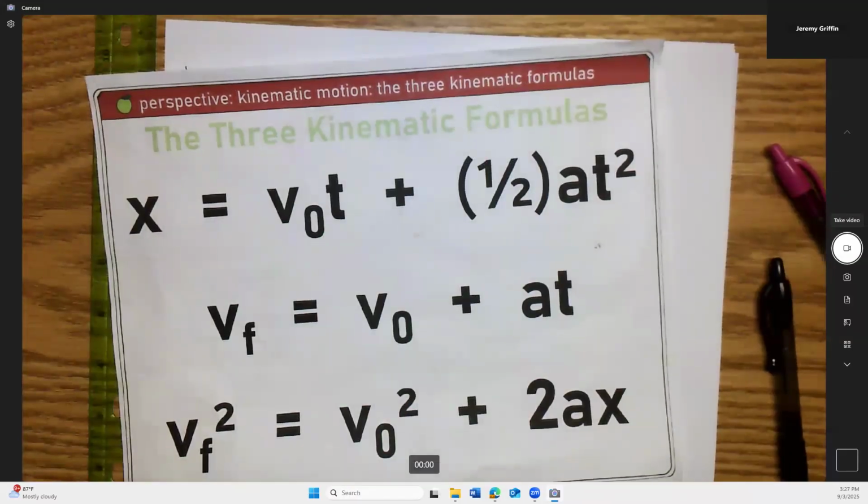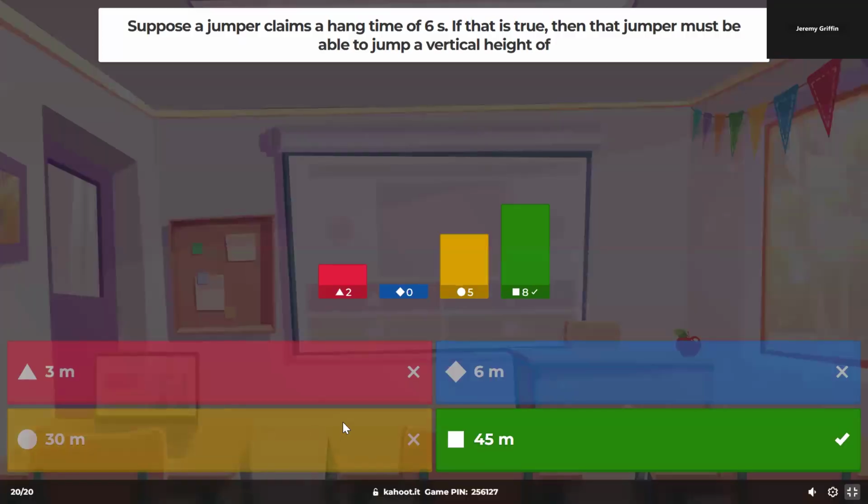So let's wrap this up. Let's see who won Kahoot. 45 meters. Are you guys good with 45 meters? Great. If I had 10 more minutes of class, I would still walk through some of these and solve them, but you guys see in principle how you could solve these.